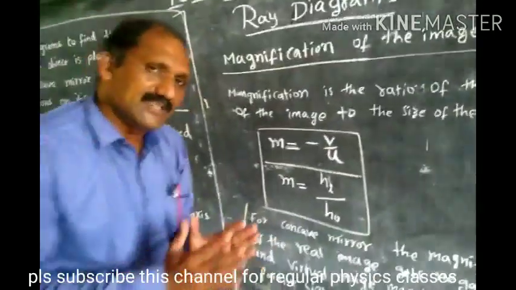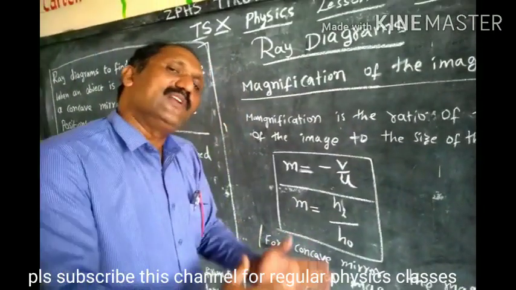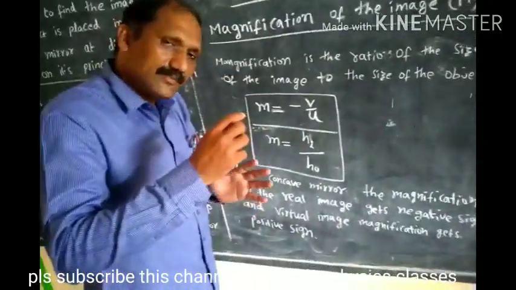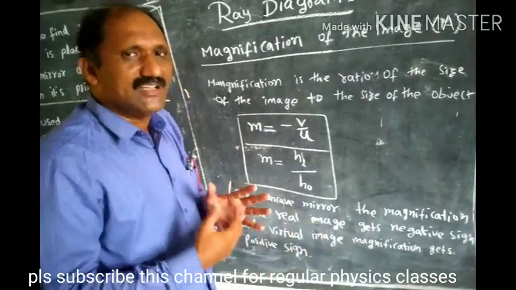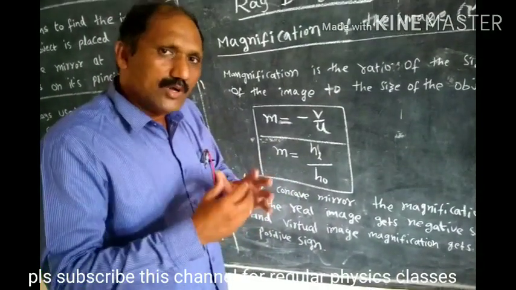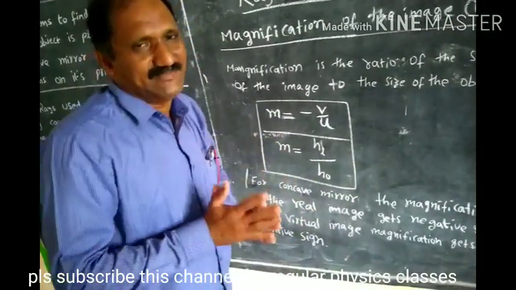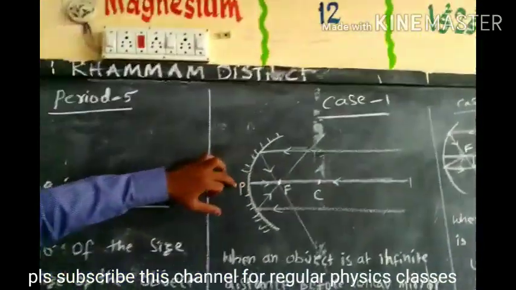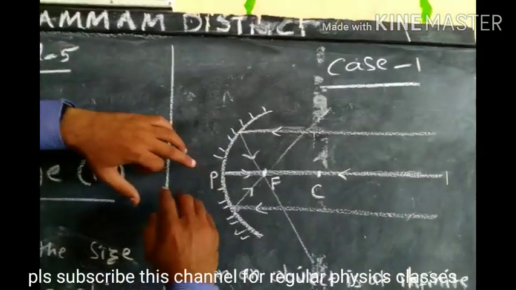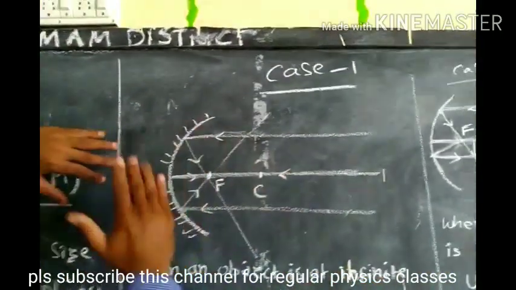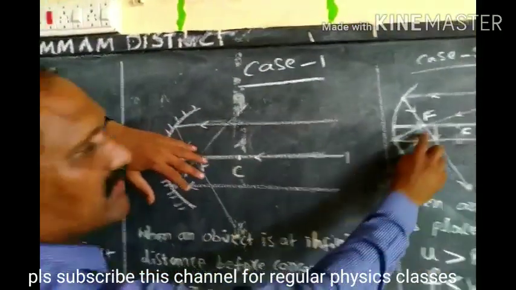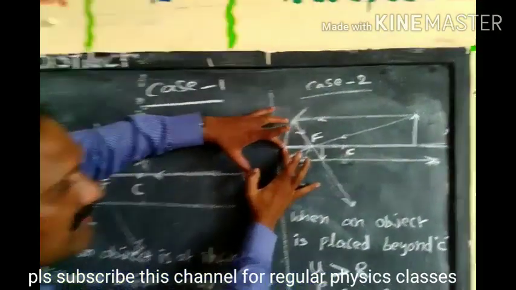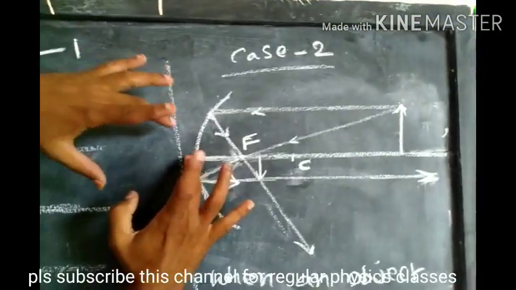Real image forms in front of the concave mirror, and the object is also placed in front of the concave mirror, both on the same side. And we have to measure the distances from the pole. Object is this side and image also this side. Here also we can see this is the object, this is the image. Here we are starting from the pole.